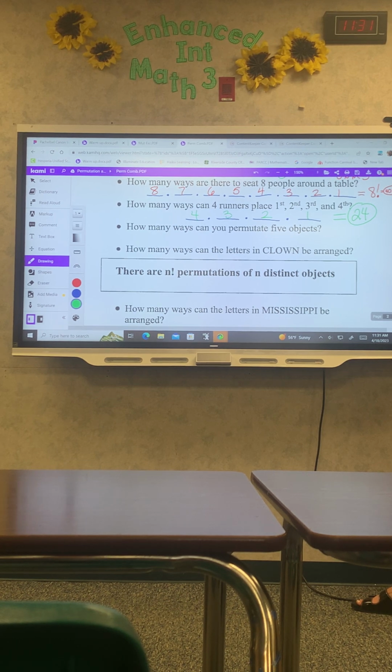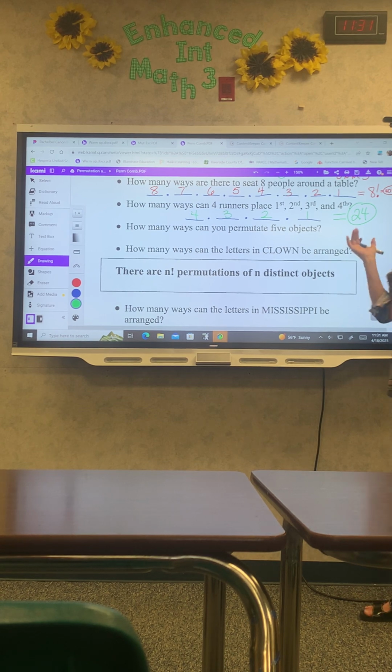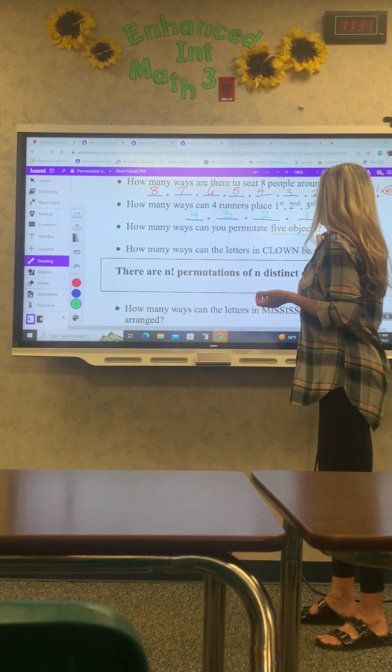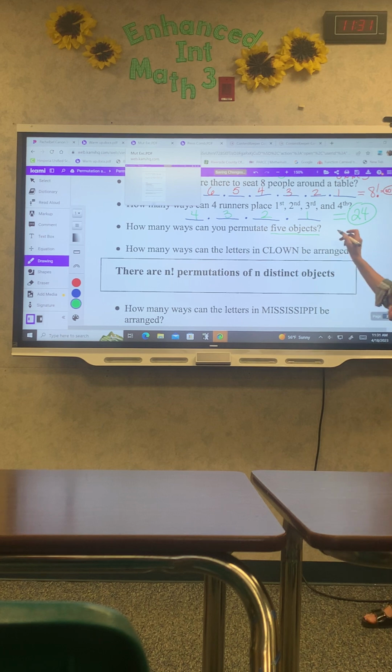All right, how about the next one? How many ways can you permutate 5 objects? You don't know what they are, don't care. So what is it? 5 factorial. So go ahead, what's 5 factorial? 120.